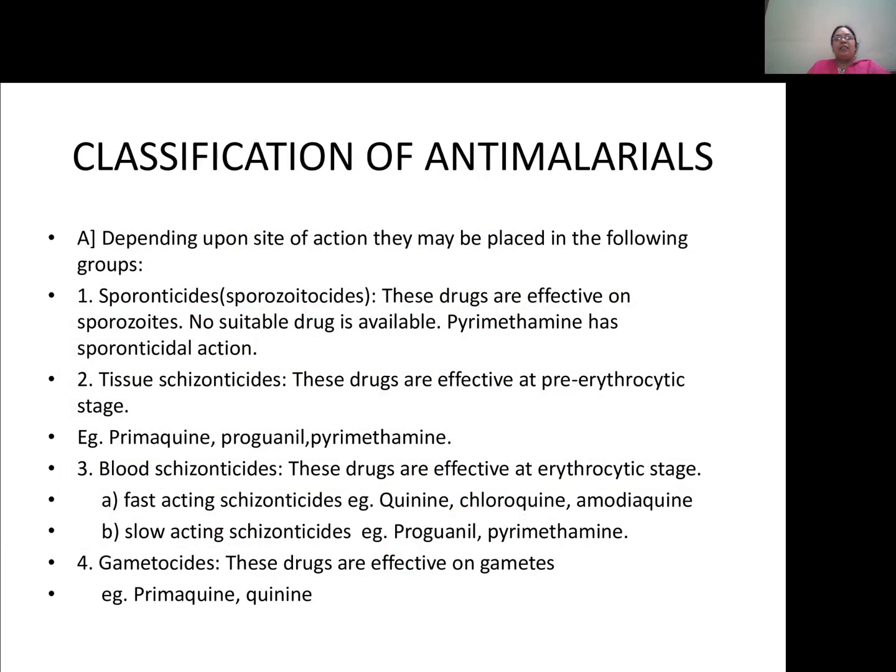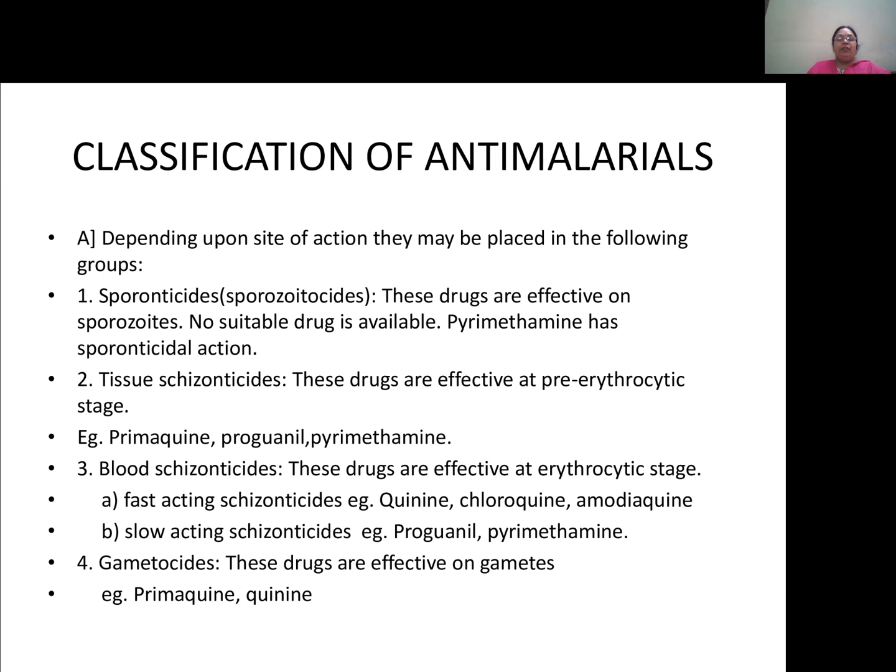Now let us see the classification of antimalarials. Depending upon the site of action, they may be placed in the following groups. Sporonticides: these drugs are effective on sporozoites. No suitable drug is particularly available for this phase. Pyrimethamine is one which has sporonticidal action. Tissue schizonticides: these drugs are effective at the pre-erythrocytic stage. Examples are primaquine, proguanil, pyrimethamine.